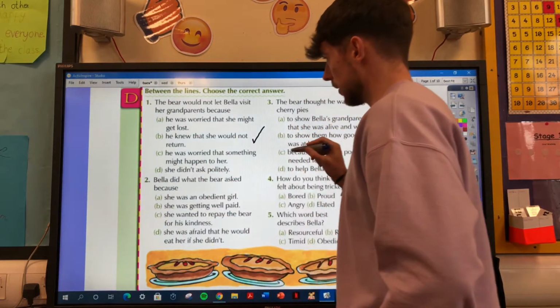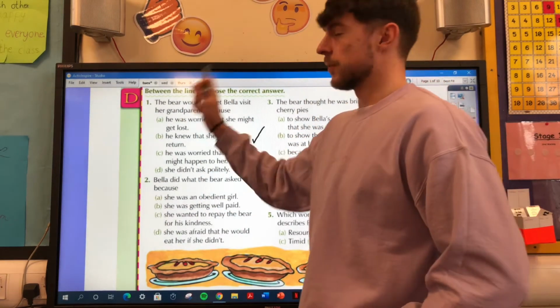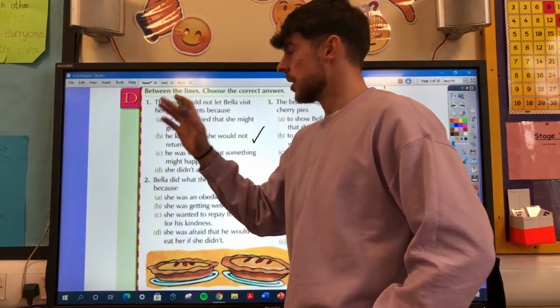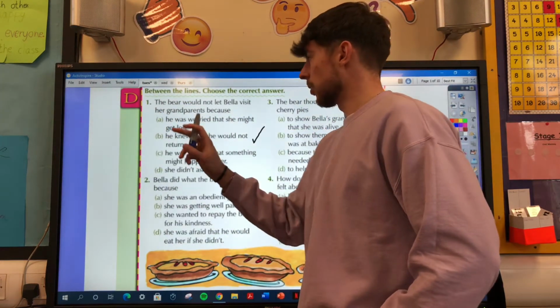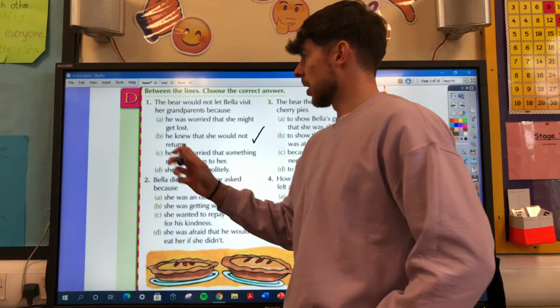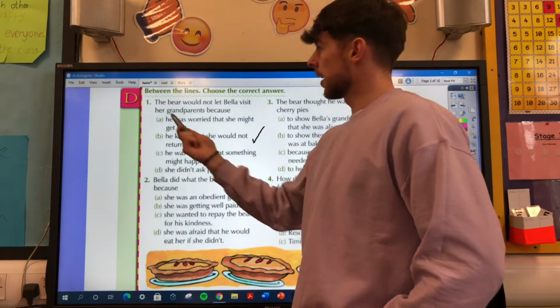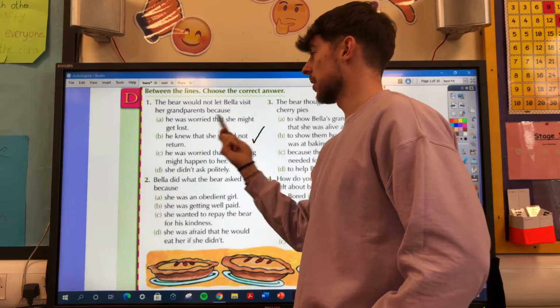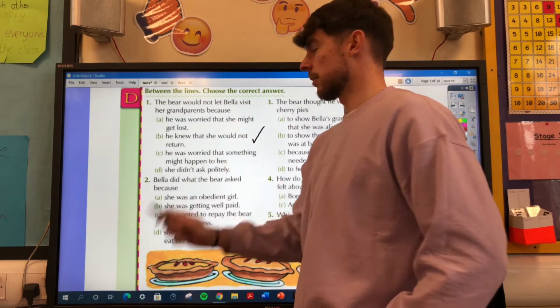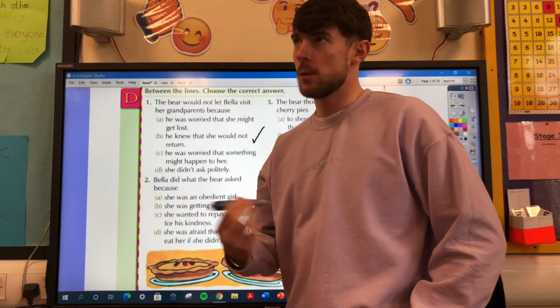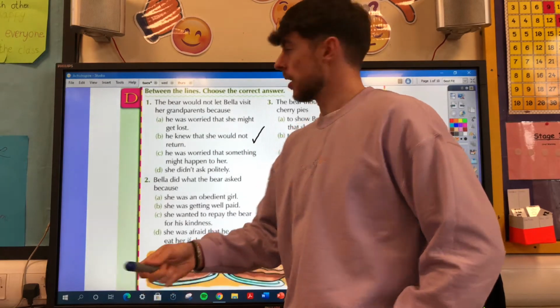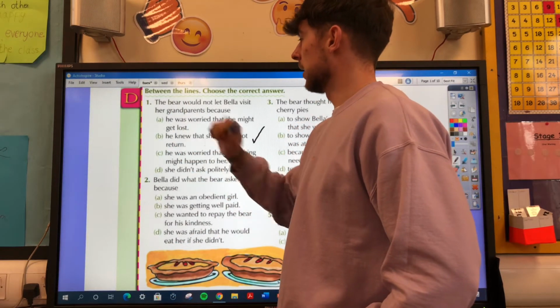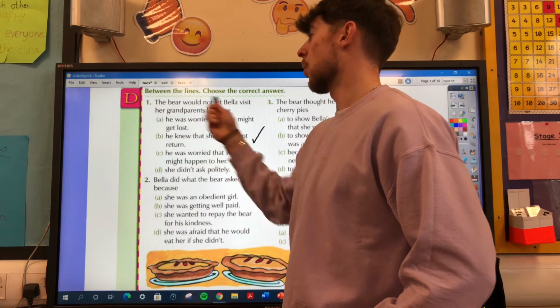Alright, so we're going to write this full sentence into our copy. I don't want just B or "he knew that she would not return." I want the full sentence. The bear would not let Bella visit her grandparents because he knew that she would not return. That's how I know you got the right answer, not by just writing down B or writing down the sentence here. I need the whole sentence.